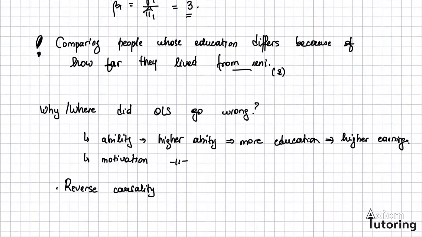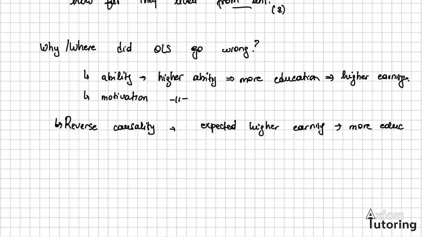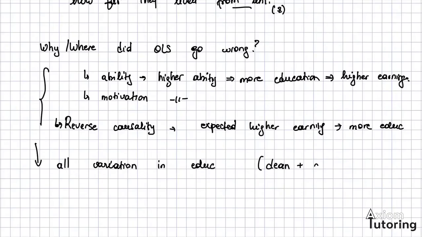as well, because expected higher earnings means that you also get more education, okay? Instead, what IV does, so again, here, all variation in education, clean and contaminated.